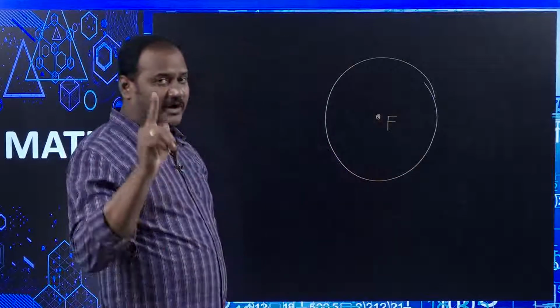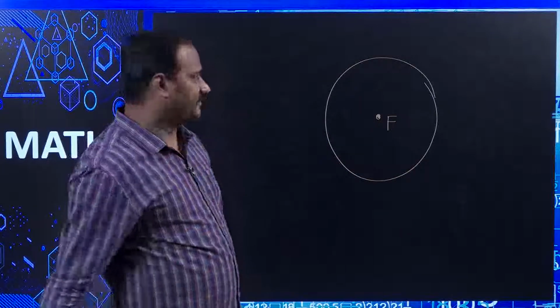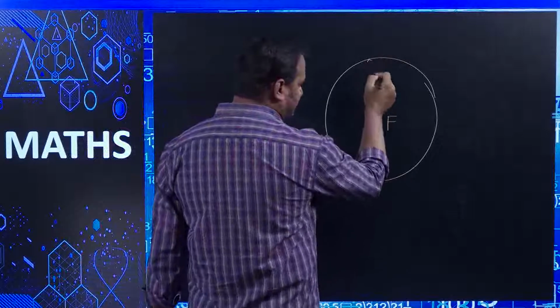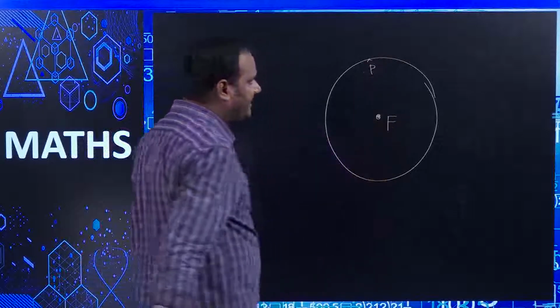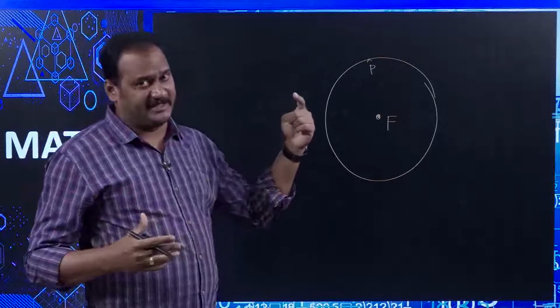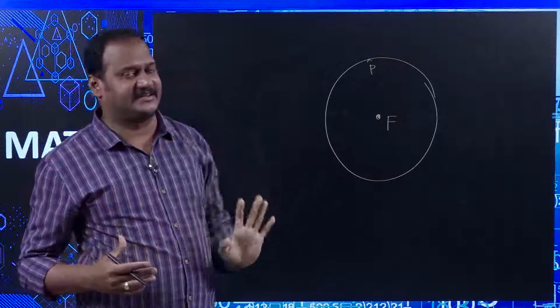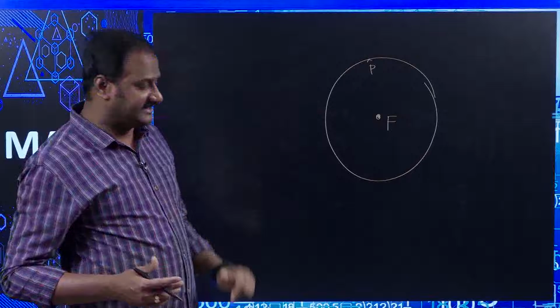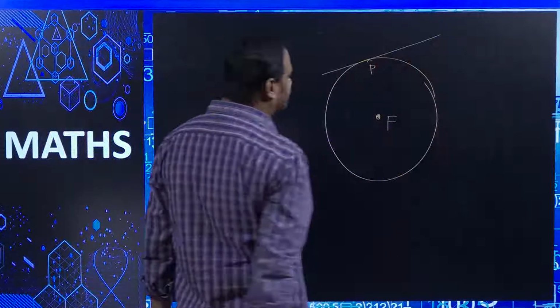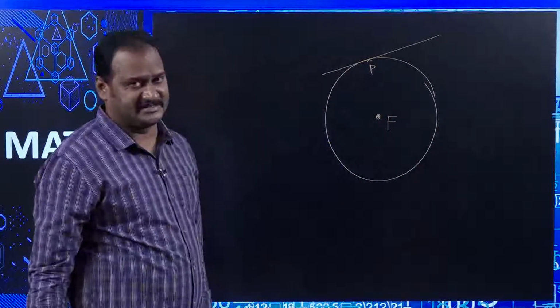I am taking one particular point on the circumference. So, this is one particular point on the circumference. Let this particular point be, for example, P. And if I draw one line passing through that point P and it touches the circle, this is a line passing through the point P which touches the circle.